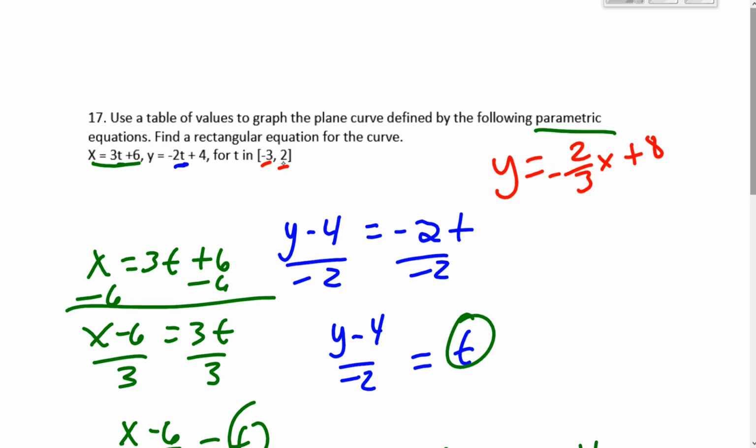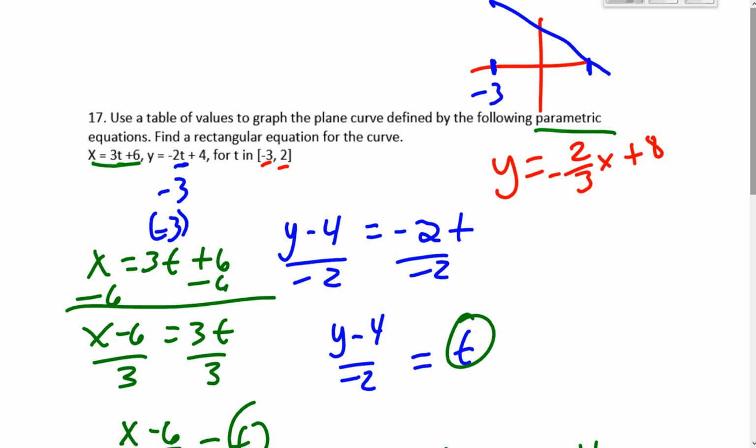Well, here are my t's, -3 and 2, so I plug them into my x's, because it's just a line. Basically I could graph this and see what it's doing, something like this. So I need to find out what my domain is for my range of t's. So I plug in -3 and get -9, and -9 plus 6 is -3.